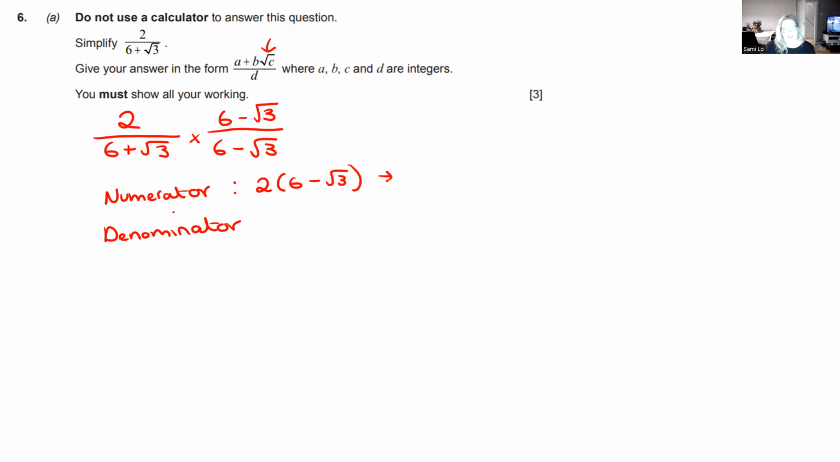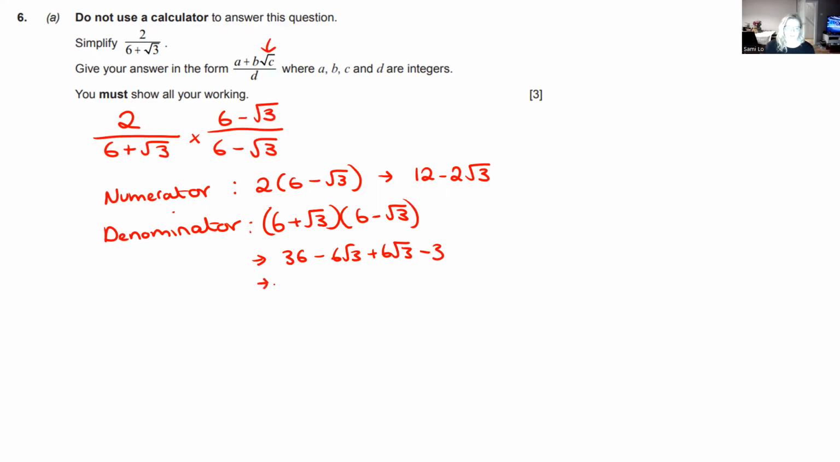So that would give us 12 minus 2 root 3. And then on the denominator, we got 6 plus root 3, and then 6 minus root 3. So when we expand out of that, that's going to give you 36 minus 6 root 3 plus 6 root 3. And then root 3 times root 3 gives us root 9, which simplifies down to 3. Because we've got a plus and a minus, it's going to be minus 3. That altogether gives you 33.